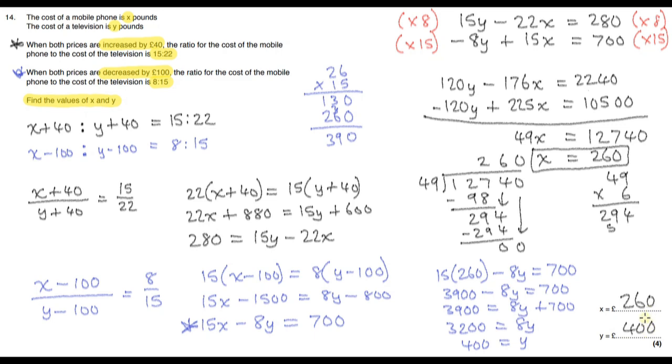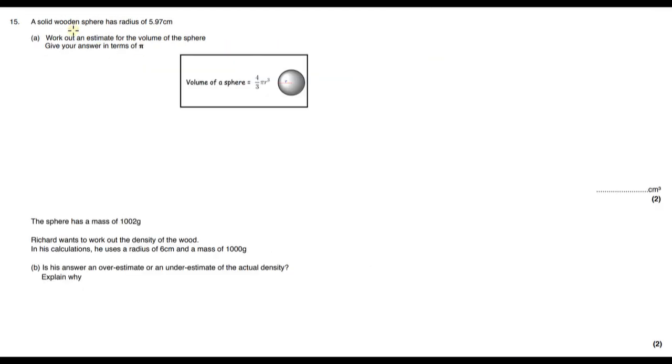So I think I need a bit of a break after that question, but I can't do that. So let's go straight on to question 15. Question 15. A solid wooden sphere has a radius of 5.97 centimeters. Work out an estimate for the volume of the sphere. Give your answer in terms of pi.